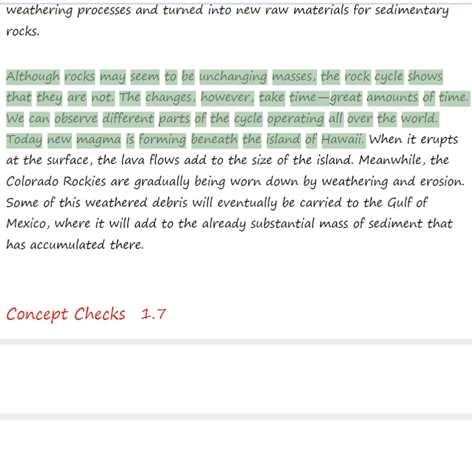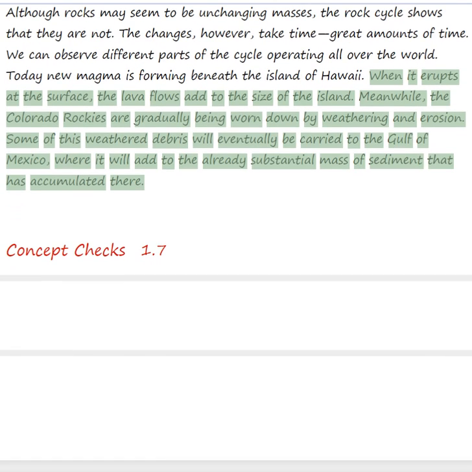We can observe different parts of the cycle operating all over the world. Today new magma is forming beneath the island of Hawaii. When it erupts at the surface, the lava flows add to the size of the island. Meanwhile, the Colorado Rockies are gradually being worn down by weathering and erosion. Some of this weathered debris will eventually be carried to the Gulf of Mexico, where it will add to the already substantial mass of sediment that has accumulated there.